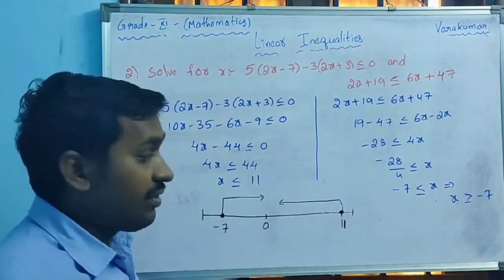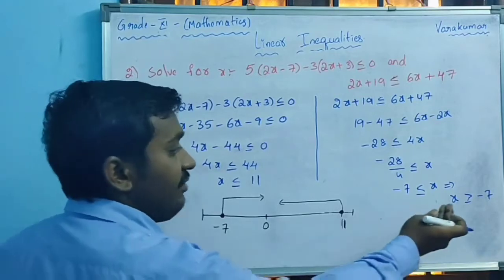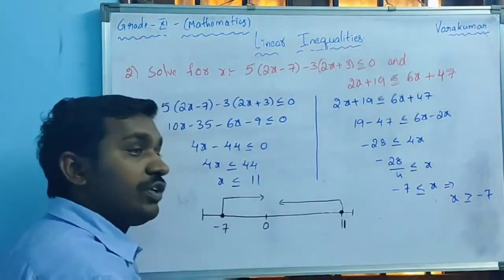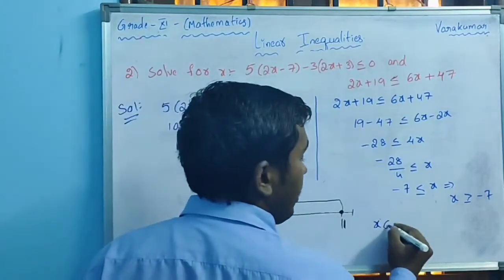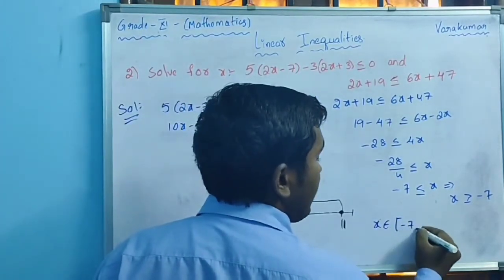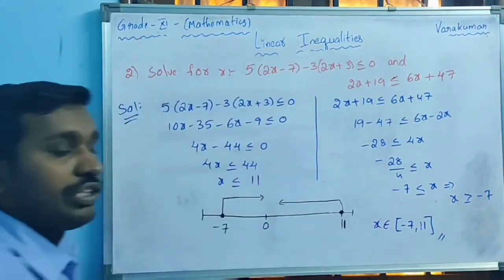So from this board, what is the combined solution? The value of x should be greater than or equal to minus 7 but less than or equal to 11. So I can write it as x belongs to [minus 7, 11]. This completes the solution.